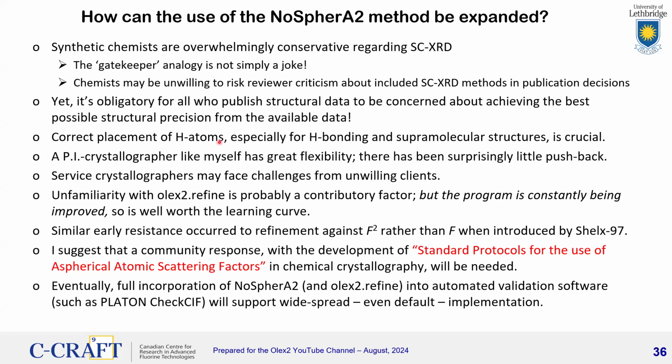The correct placement of hydrogen atoms, especially in the case of hydrogen bonding and other supramolecular structures, is crucial for chemical structure. Now, I have found as a PI crystallographer that I have tremendous flexibility in how I publish my results, and I've had surprisingly little pushback on my NoSpherA2 structures. I do always make a point to explain carefully what I've done and give the rationale for it and give sufficient references.